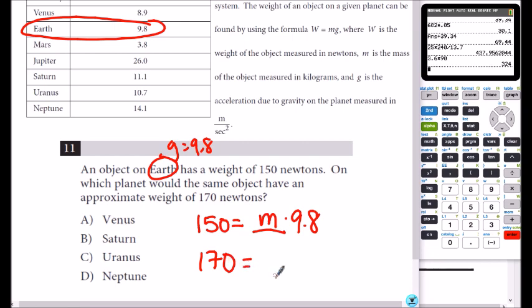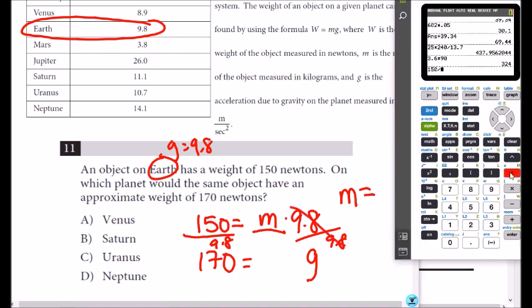Right? So we have to first find M, and we have to figure out what we have to multiply to. So we are looking for G here. So first, let's find the M by dividing by 9.8. So we get our M equals to 150 divided by 9.8. So I get 15.306.